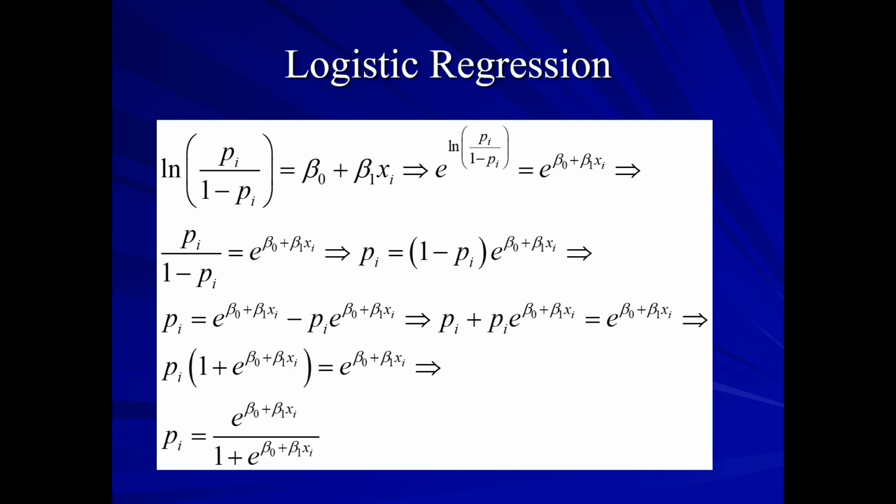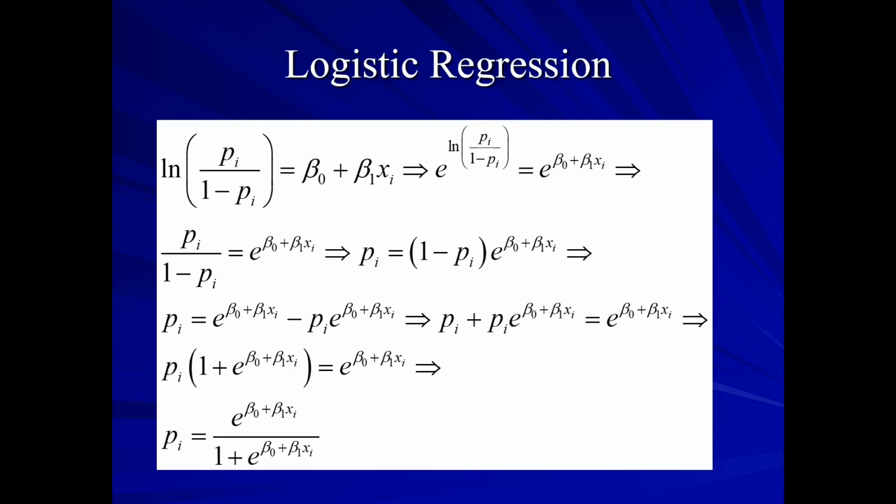Now, in order to determine what the probability at i is, we're going to have to look at a little bit of math. Recall, the natural log of pi over 1 minus pi, we set equal to beta 0 plus beta 1 xi. Well, if we exponentiate both sides, we get e to the natural log of pi over 1 minus pi is going to be e to the beta 0 plus beta 1 xi. Now, what we want to solve for is pi. So, this gives us pi over 1 minus pi equals e to the beta 0 plus beta 1 xi. If we multiply both sides by 1 minus pi, we get pi by itself. It equals 1 minus pi times e to the beta 0 plus beta 1 xi.